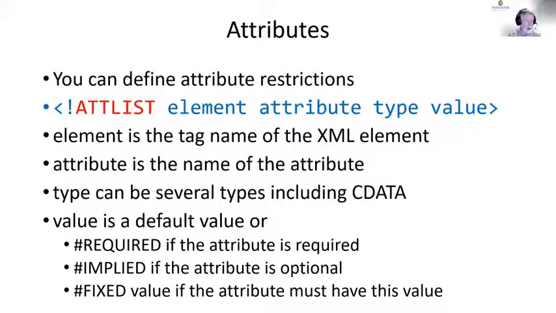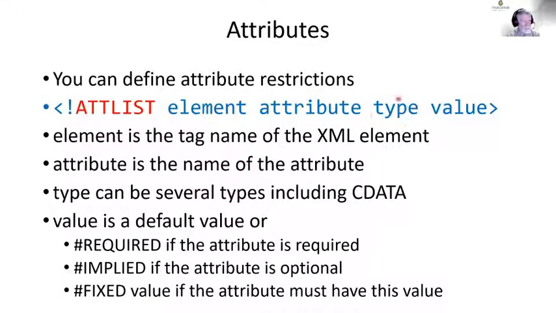You can also define attributes. You can restrict what's going to be in an attribute. And that's done with the ATTLIST, again with an exclamation point. And then there are several values here. First one is the element. What is the tag element that this attribute is going to be in? In my example, address was the tag, and then oncampus was the attribute. So this is the tag in the XML file. This is the name of the attribute in the XML file, which will say attribute name equals and then some value. And then this is the type.